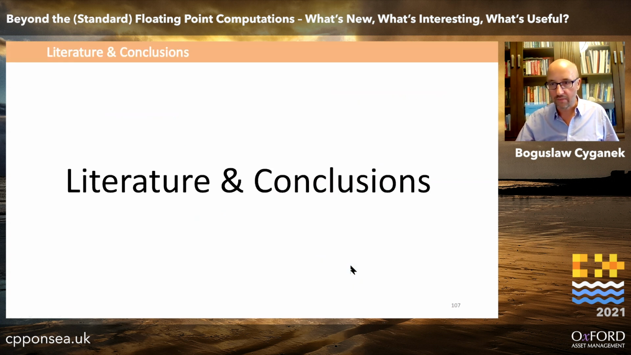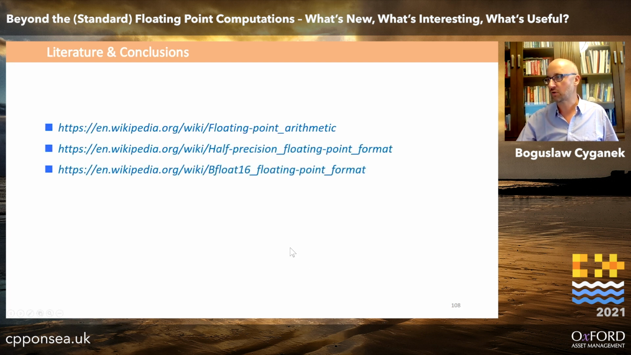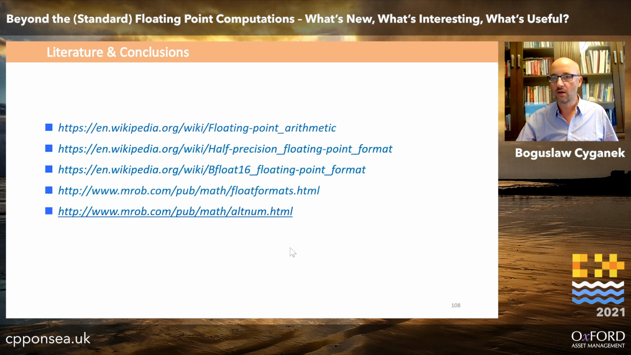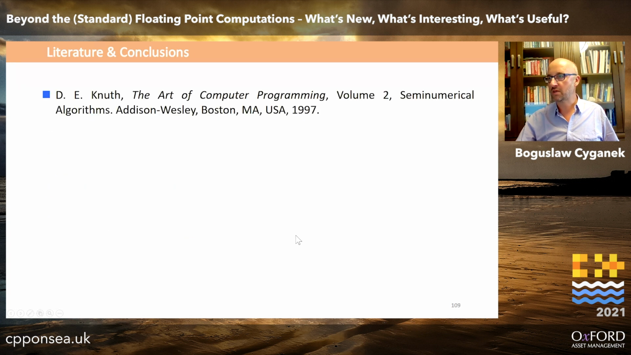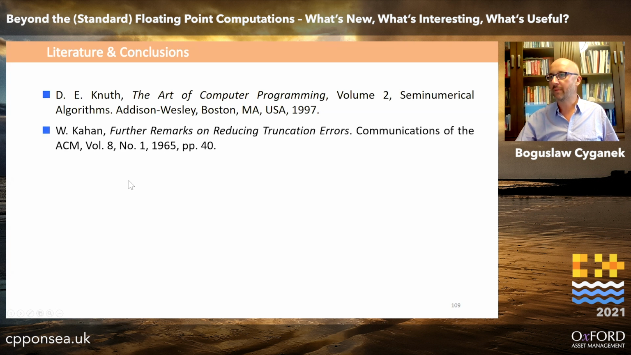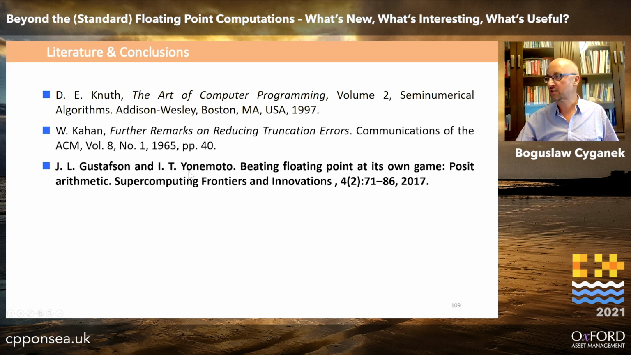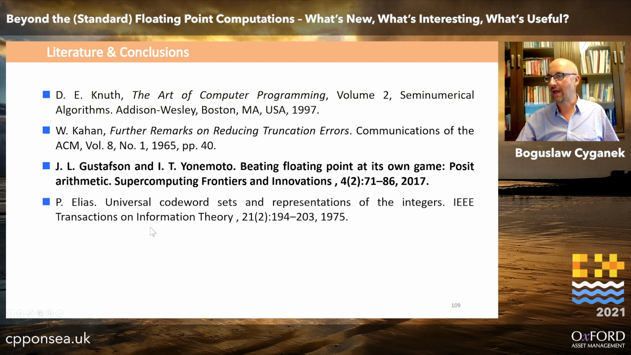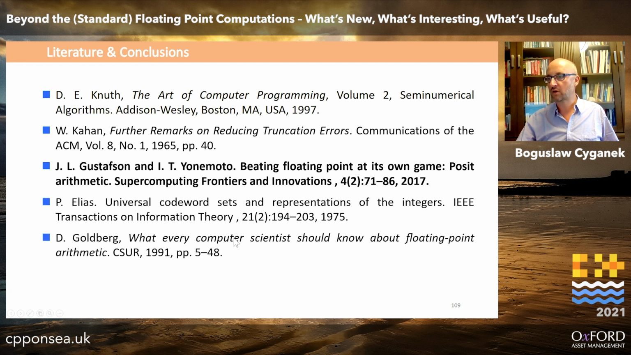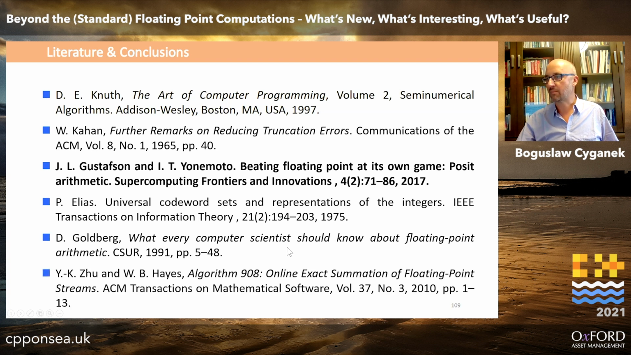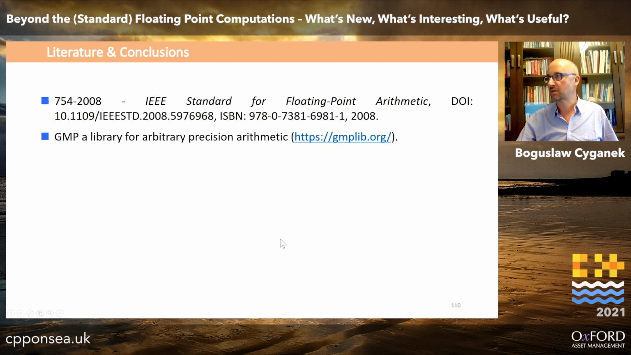Well, we are almost done. Time is already done. So here is the literature. You can find it on Wikipedia. It's great, we have it. So let's donate it. Wikipedia is the primary, also the seminal work by Donald Knuth, by Professor Kahan, Gustafson on POSITs, Elias, some other paper on coding, Goldberg on computations on floating point arithmetic, some libraries, the standard, if you wish.